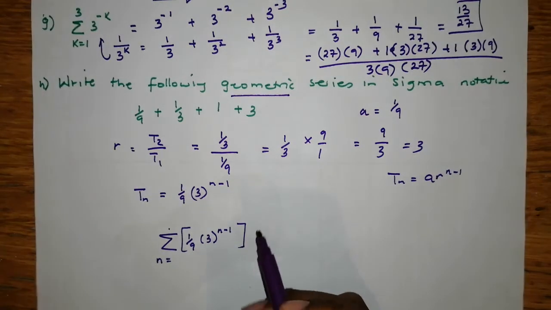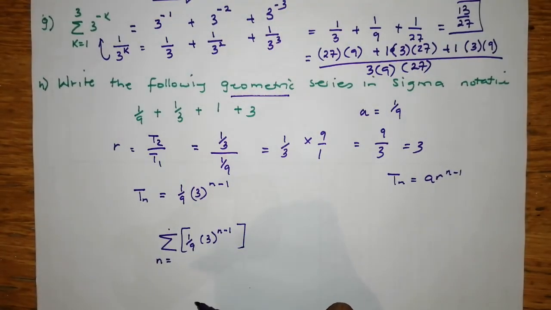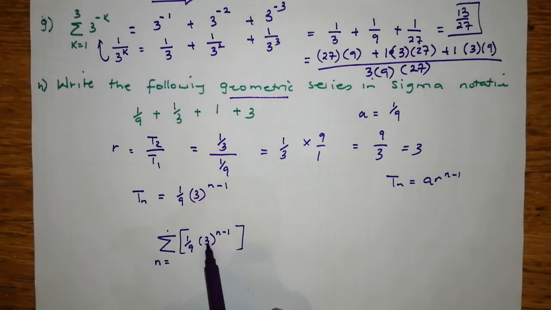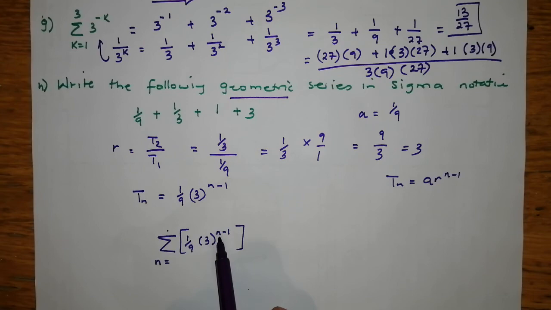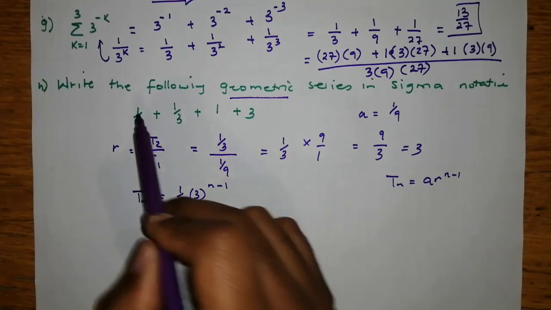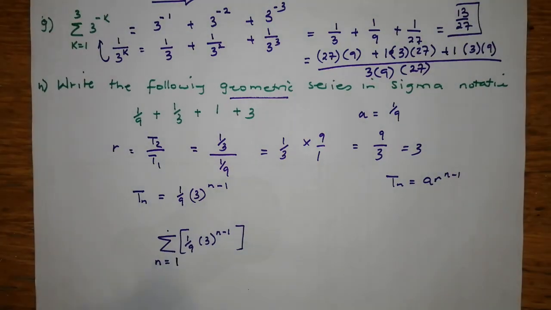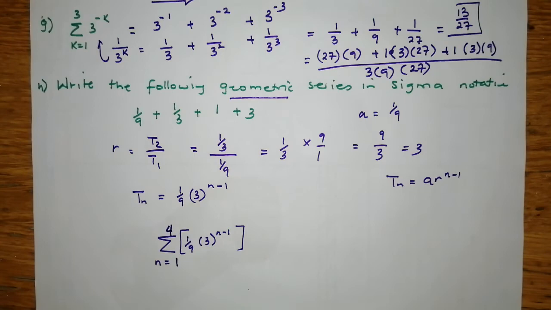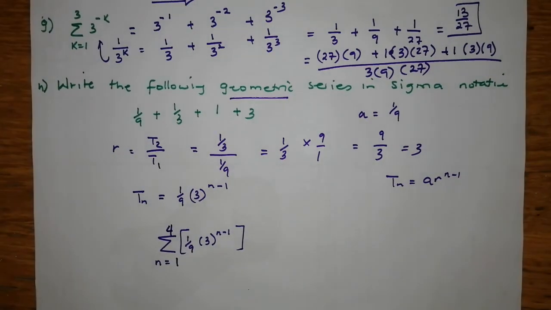Let's check it right here. If n starts from 1, let's say I put a 1 here. So 1 over 9 multiplied by 3 to the 1 minus 1. 1 minus 1 is 0, right? So 3 to the 0 is 1. Then that's 1 over 9, and that is the first term there. So n actually starts from 1 and ends at 4. Okay, so that is how you do this.